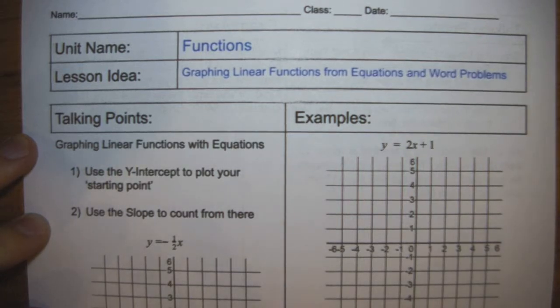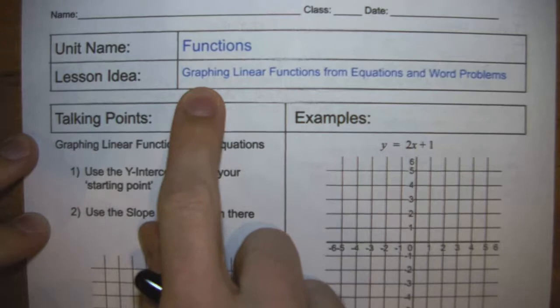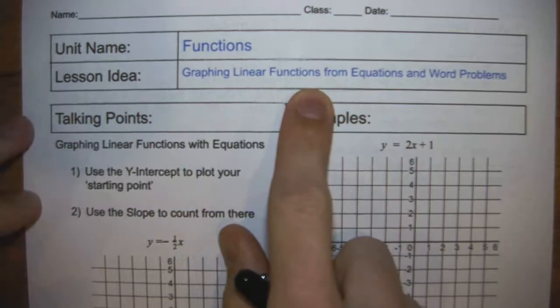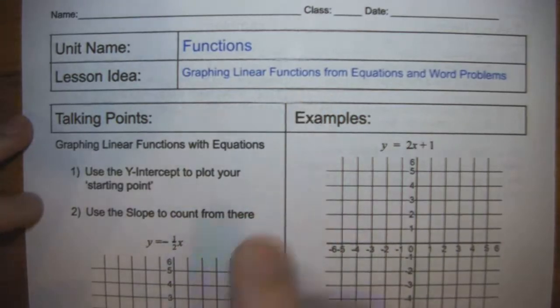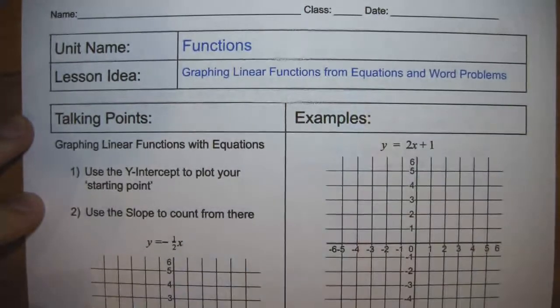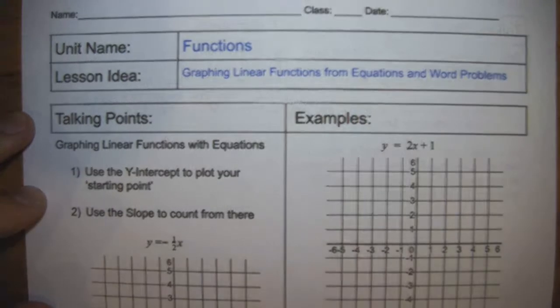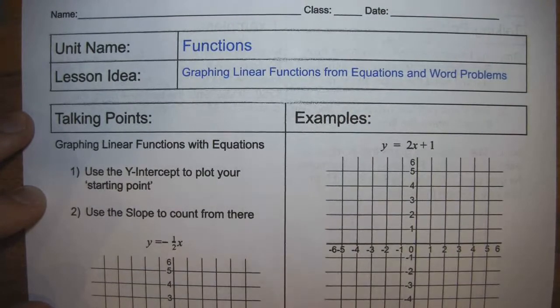We're still dealing with functions, but today we're going to take a turn. We've already dealt with things like slope, rate of change, y-intercepts, and initial values. Today we're going to put all of it together, and what we're going to work on is called graphing linear functions. We're going to take things like word problems and equations and create the graphs ourselves. So instead of me providing you the graph, you're going to give me the graph, right? And we're going to do it a couple ways.